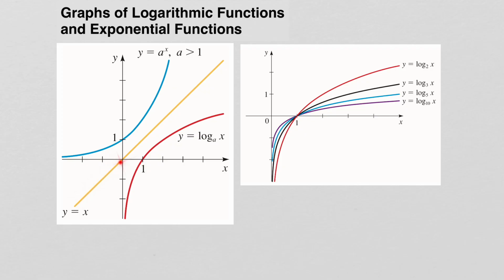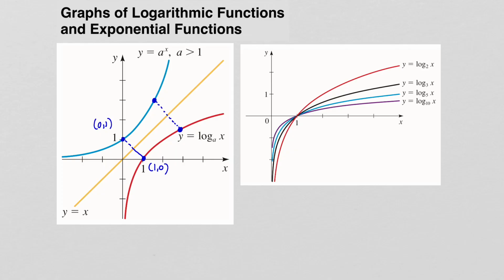So here we have the line y equals x, and the fact that they are inverses means that if I have a point on the exponential function, there is a mirror image of that point on the logarithmic function across that line y equals x. And this happens everywhere. So for example, the point here, which is the point (0, 1), is transformed into the point (1, 0) on the logarithmic function. So if you know what the graph of an exponential function looks like, you know the graph of the logarithm is just going to be the mirror image across the line y equals x.